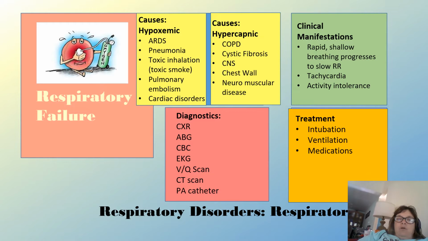Clinical manifestations include rapid shallow breathing that progresses to slow respiratory rate, tachycardia, and activity intolerance. And they're going to show the signs of air hunger. Diagnostics: chest x-ray, ABG, CBC, EKG, VQ scan, CT scan, and pulmonary artery catheter. Patient will likely be intubated and ventilated and then placed on medications.